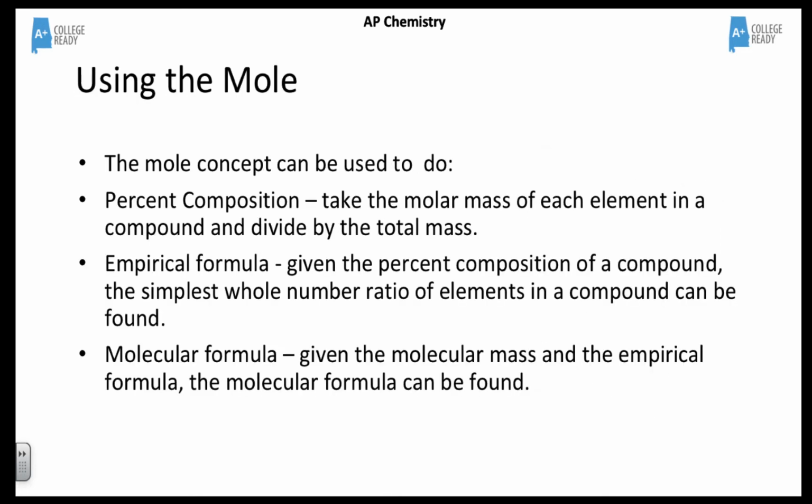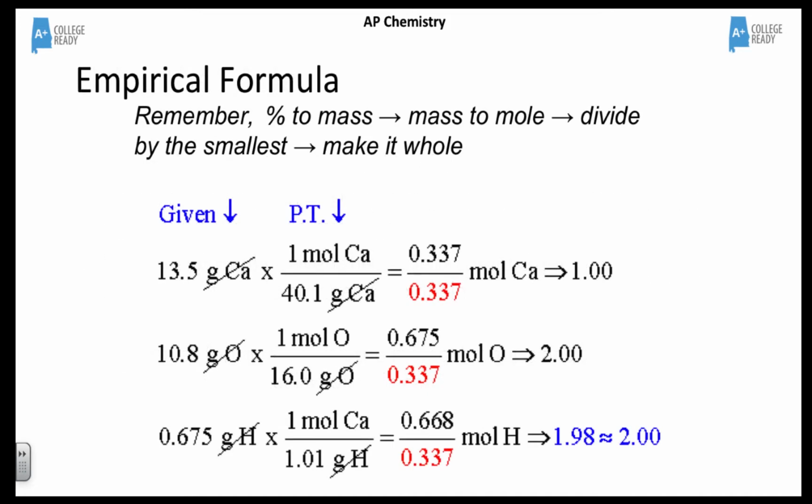Once they understand the mole, students can do percent composition, empirical formula, and molecular formula. For example, an empirical formula is simply a matter of finding the ratio of elements in a compound. And they just convert percent to grams, grams to moles, divide through by the smallest number of moles, and that gives you the overall ratio.